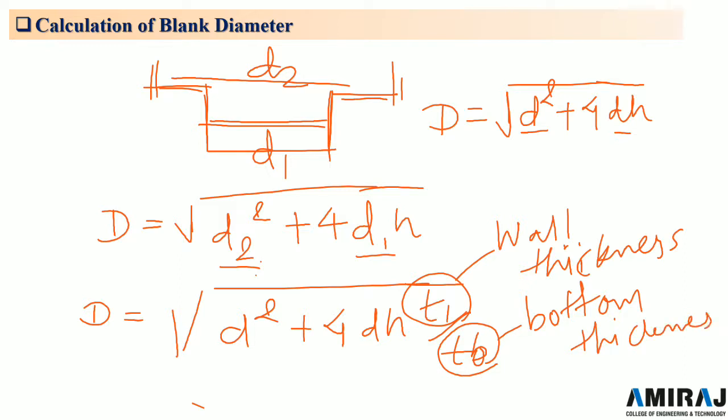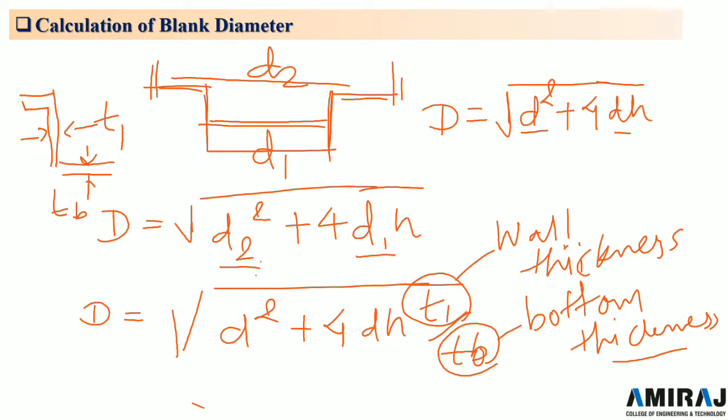So there are two various portions in the deep drawing process. One is wall thickness and the second one is the bottom thickness. The bottom thickness is defined as TB and the wall thickness is defined as small t1. These equations give only the size of blank based on the surface area of the blank and shell.